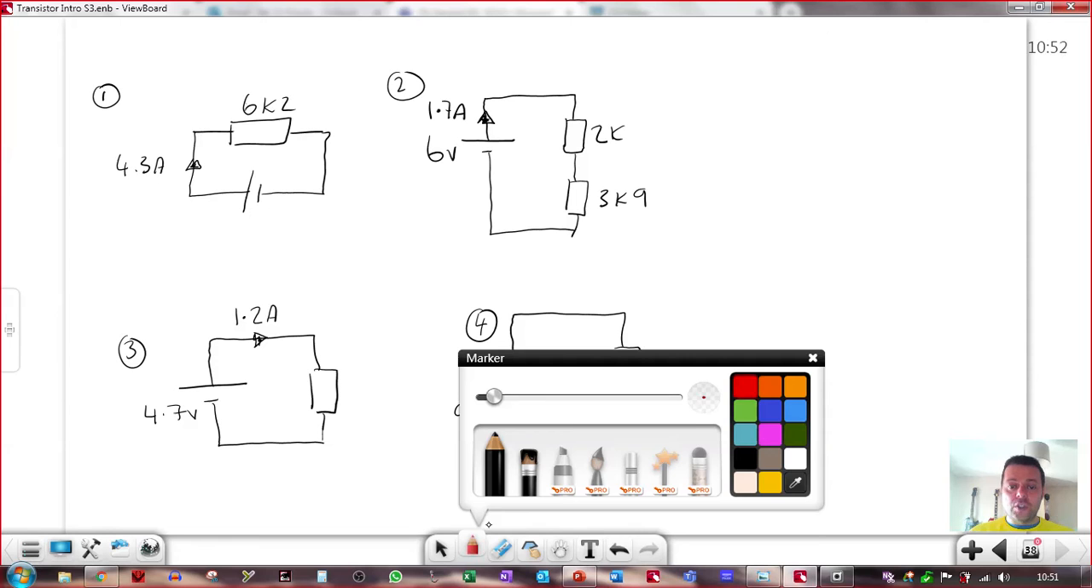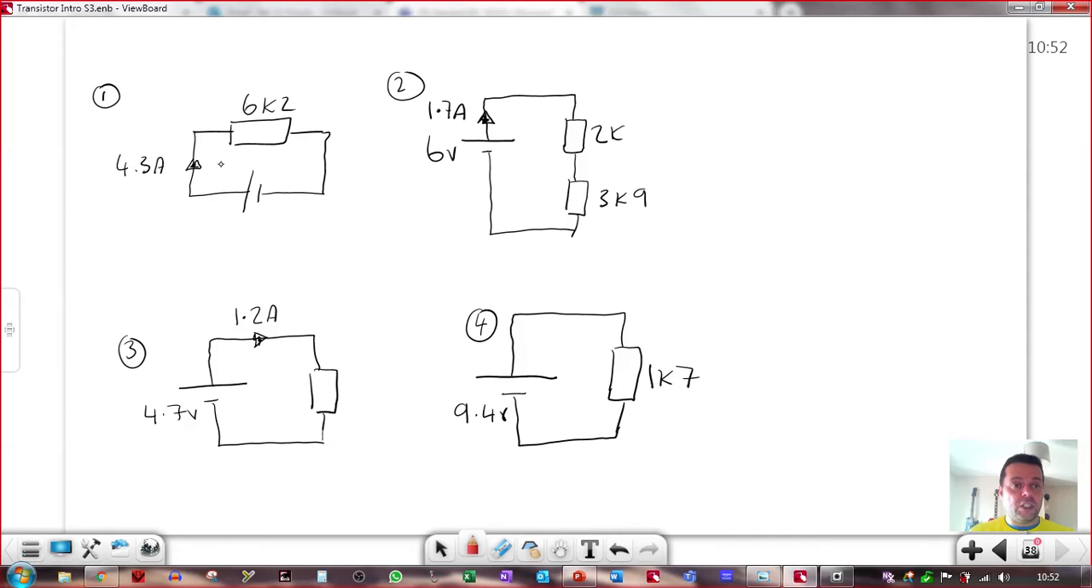And all you're doing is using V equals IR and then rearranging it. So in this one, you've got a simple circuit with a voltage supply and a resistance. You know the current and you know the resistance, and you're looking for what the supply voltage must be. So if you had a load of 6K2 and it had 4.3 amps going through it, what must the supply voltage be? And you can use Ohm's law, V equals IR, to find that out.